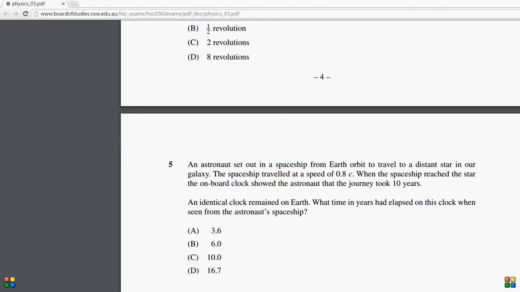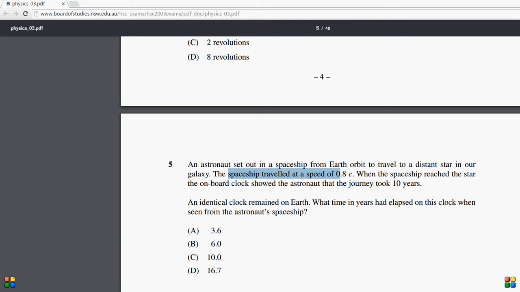Okay, onward to question 5. An astronaut set out on a spaceship. The spaceship traveled at 0.8 times the speed of light. The journey took 10 years. A clock remained on Earth. What time in years had elapsed on this clock when seen from the astronaut's spaceship?